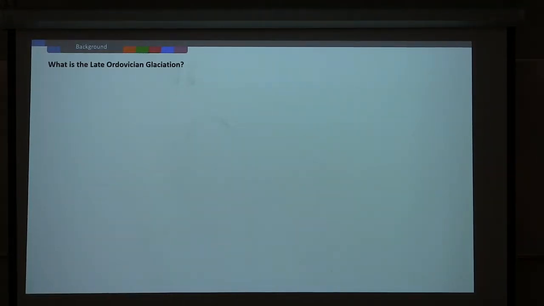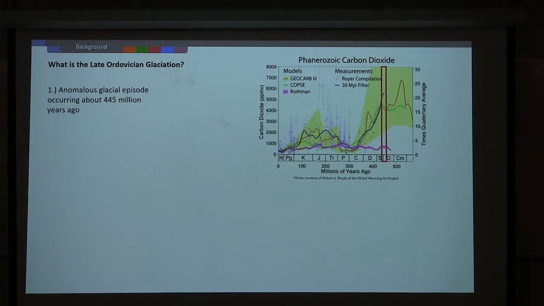So overall, what is the late Ordovician glaciation? Well, it's an anomalous glacial episode that occurred about 445 million years ago. If we look here at our Phanerozoic timeline, moving from the Cambrian to present day, about 542 million years, and we look across our Ordovician Silurian boundary, we can see that CO2 levels, denoted by this orange, green, and blue line, are about 10 to 16 times greater than present levels.